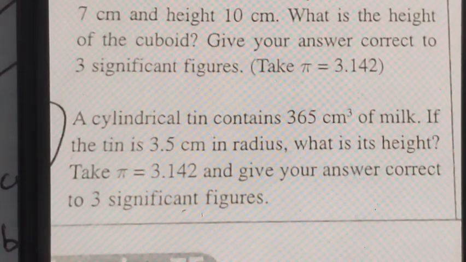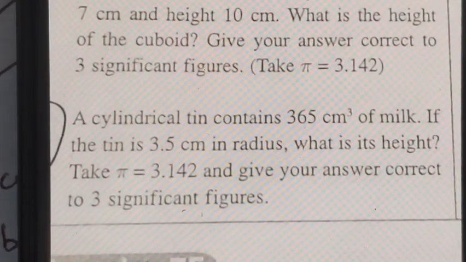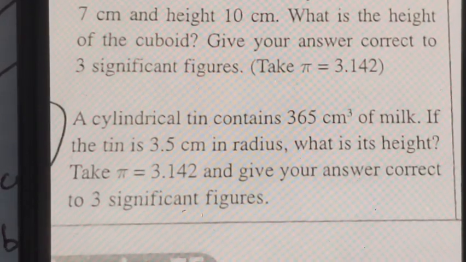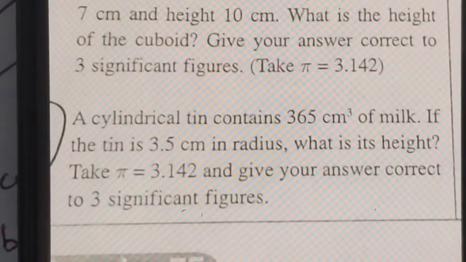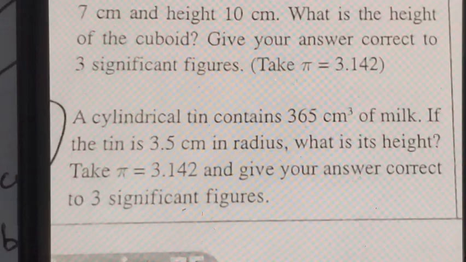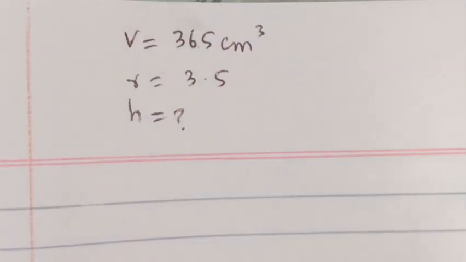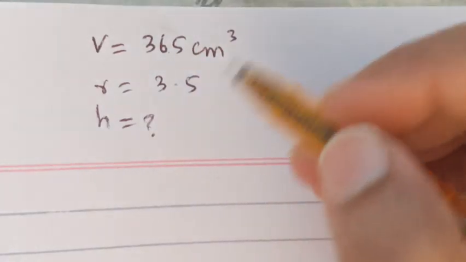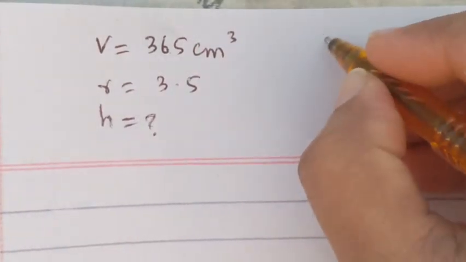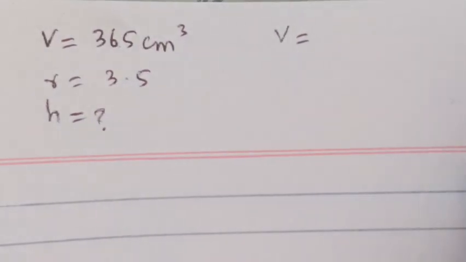So they are telling us the volume of milk inside the tin and the radius of the tin, and they are asking to find out the height, and also take pi is equal to 3.142 and give your answer correct to three significant figures. So we can see that the volume is given, radius is given and height is missing. We know that volume is equal to pi r square h.